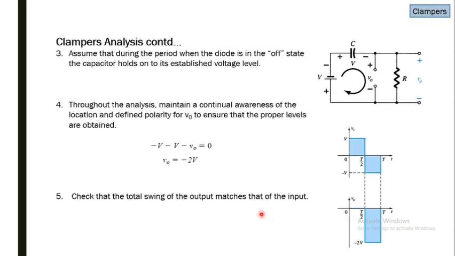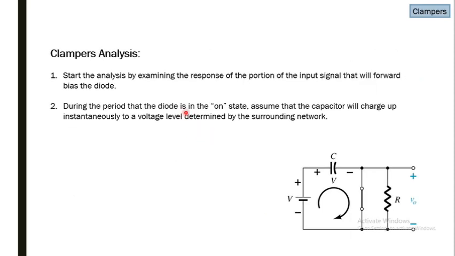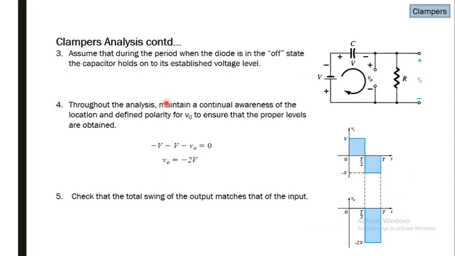So for general analysis of a clamper circuit, we have these 5 points, and if we follow these points, there is less chance of making a mistake.